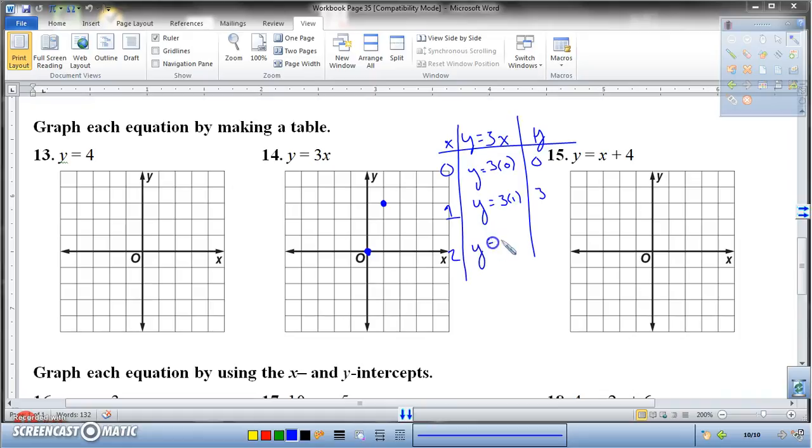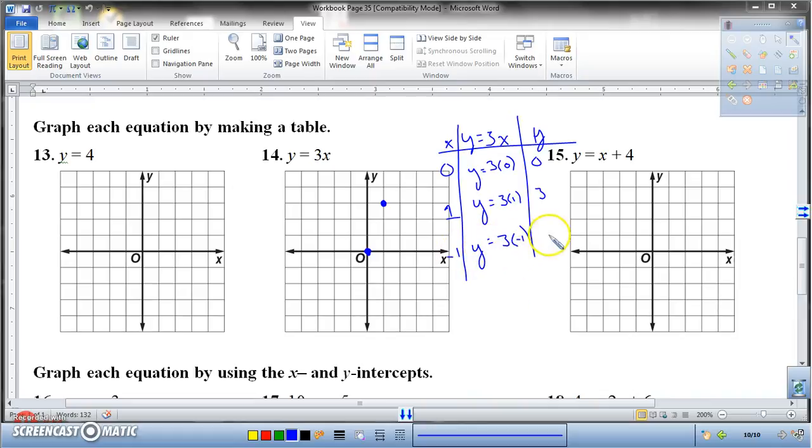When x is 2, y is 6, and I don't have room for that on my graph. And that will happen from time to time. So what that means is I can't plug x in for this equation because my graph is not big enough. So I'm going to go back and plug something else in. Let's use -1 instead.